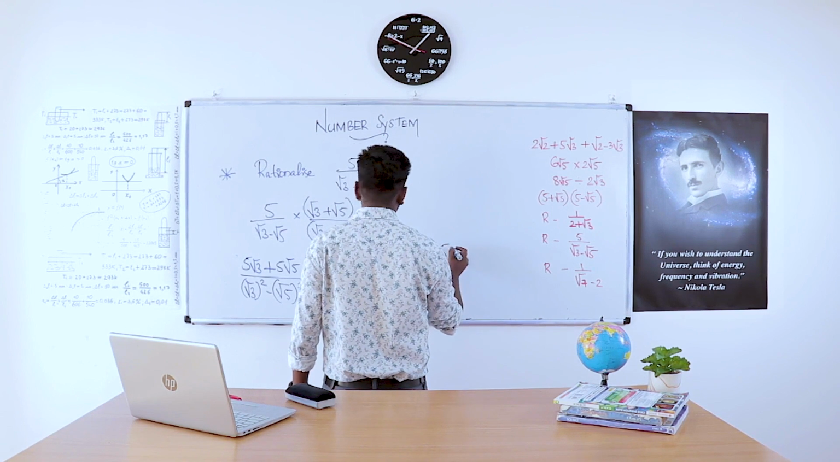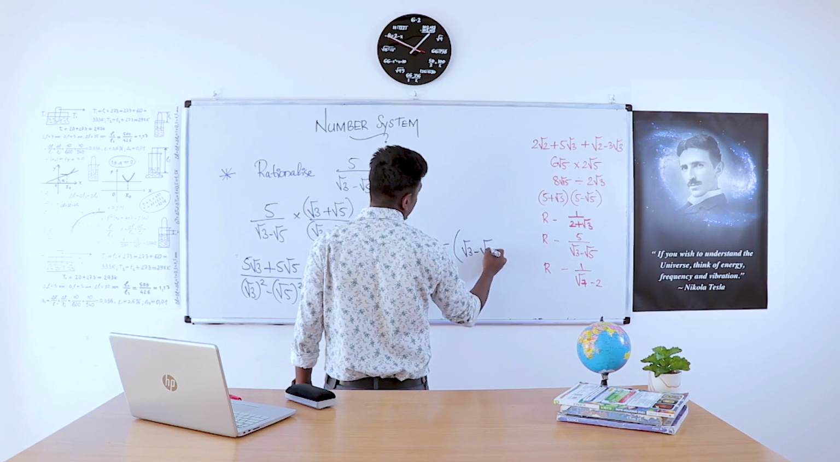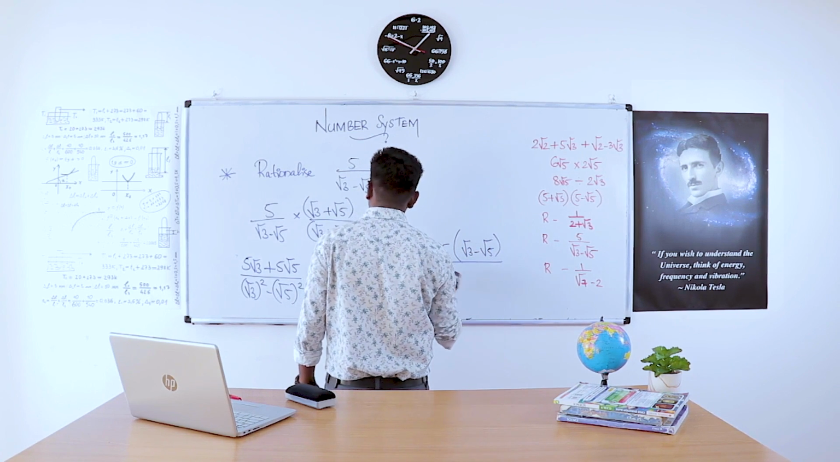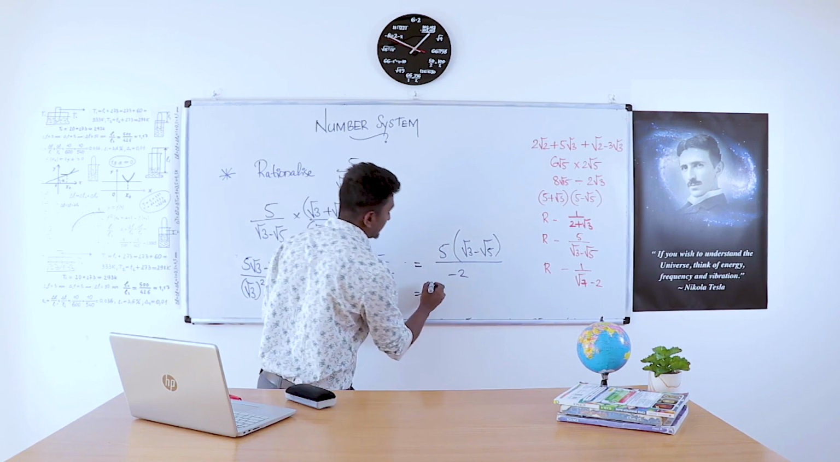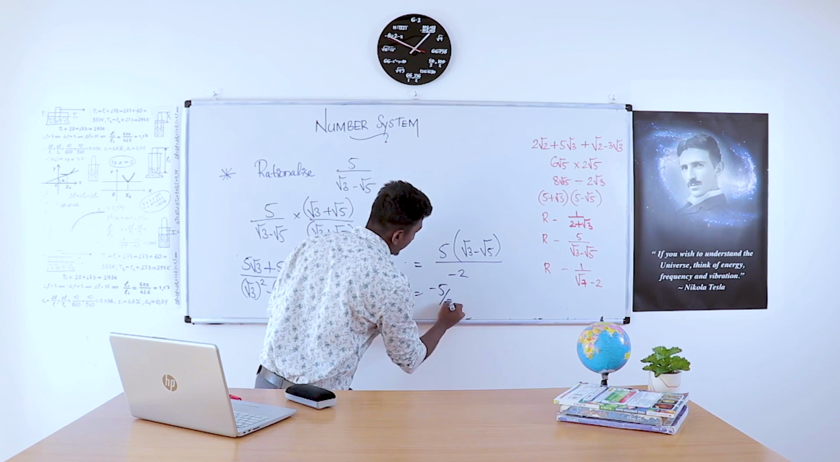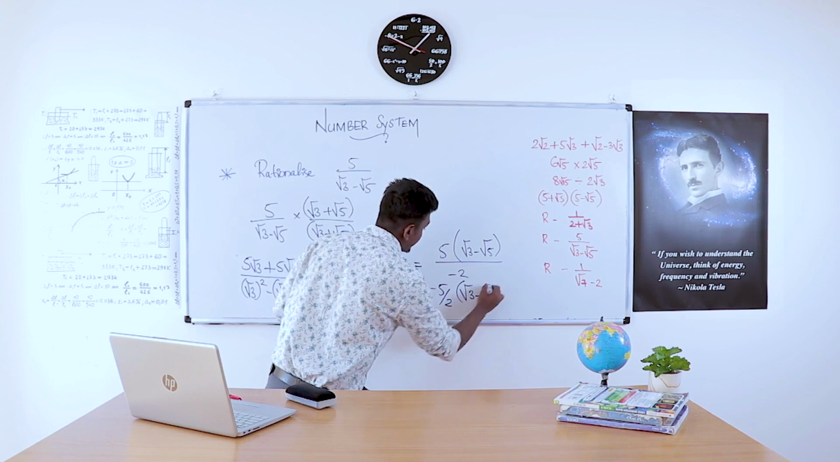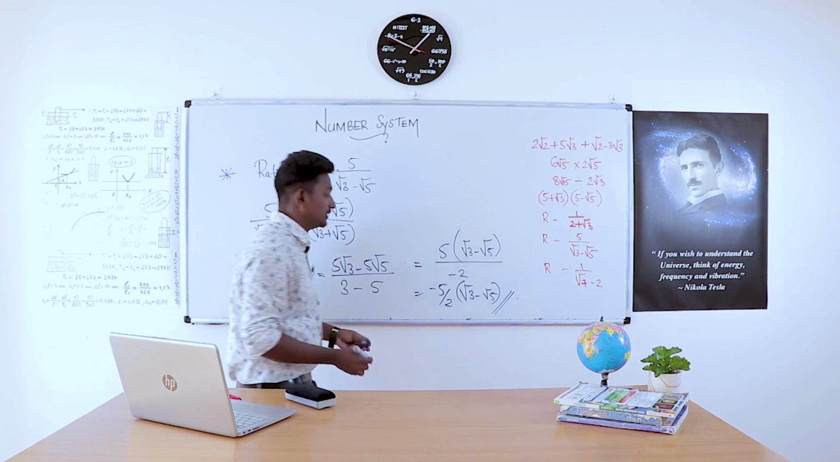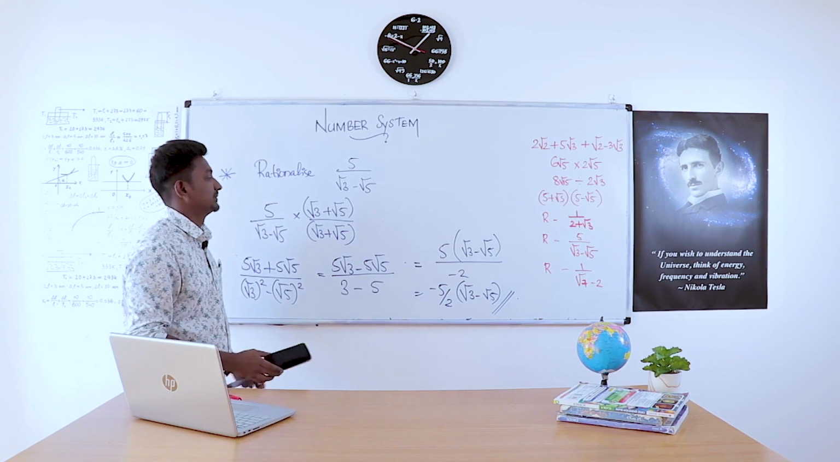5 can be taken as common from the numerator, then 5 into root 3 plus root 5 divided by 3 minus 5, which is minus 2. Then putting this negative sign in the numerator, we can write minus 5 by 2 into root 3 plus root 5. This is the final answer. Clear?